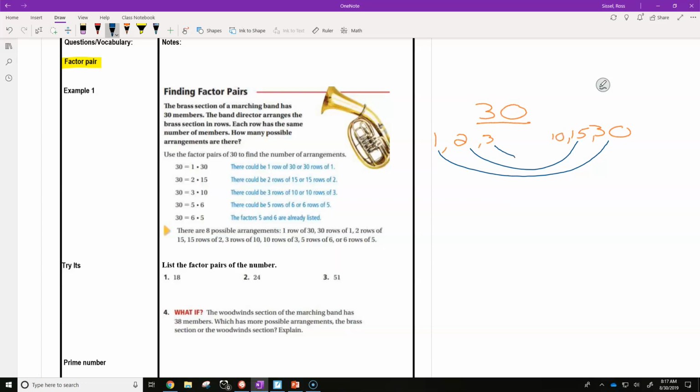And they connect. 4 comes after 3. Does 4 go into 30? No. So I don't write it down. Does 5 go into 30? 5 times 6. Okay. After the number 5 comes the number 6. Oh, we already got it written down. Once I've written it down, that means that's a halfway point. I'm done. I have them all. Now, if my question asks me what are the factor pairs, I just have to say which ones are connected.